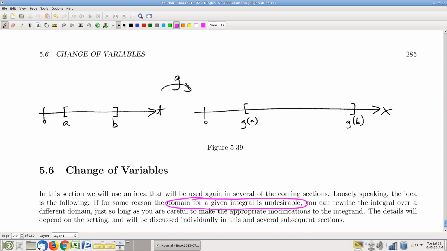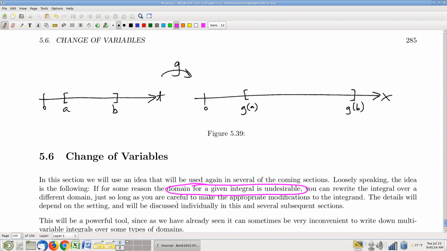involving this problem. What if your domain is undesirable? And we've seen the domain can be very undesirable. Depending on the domain, that's kind of the challenging part of computing a triple integral, is finding out how to take your domain, ugly as it is, and how do you slice it, and what are the corresponding bounds. That can be hard.